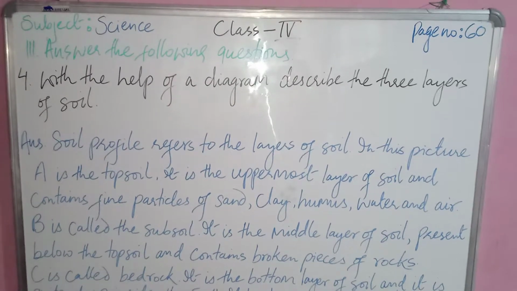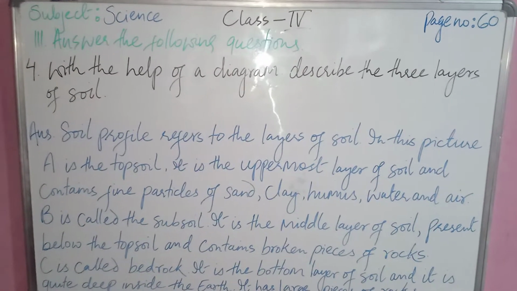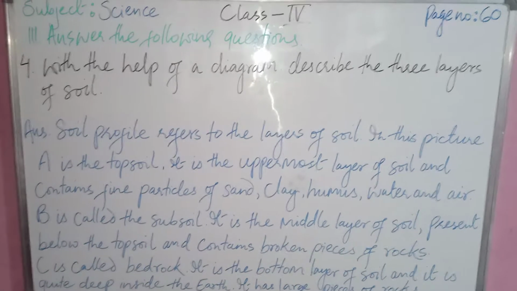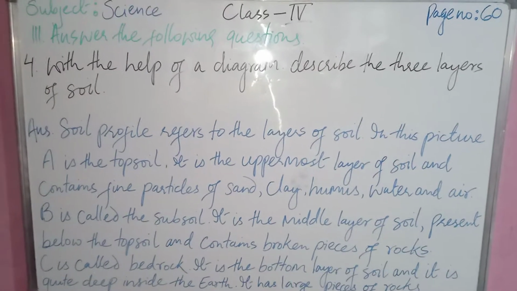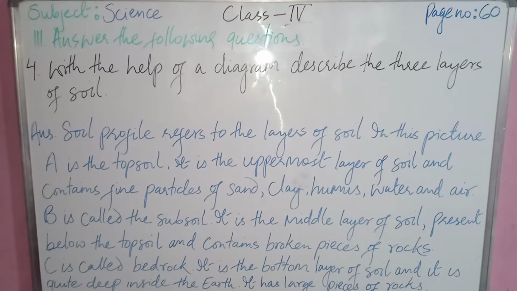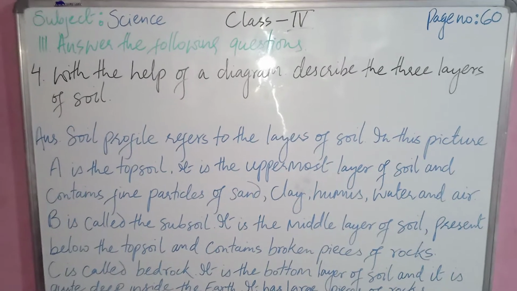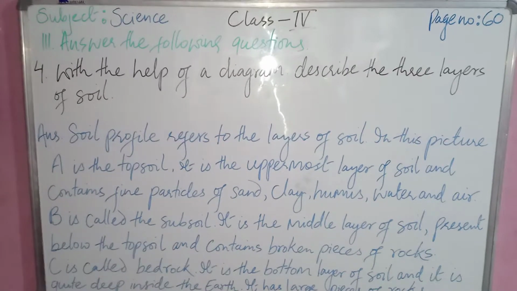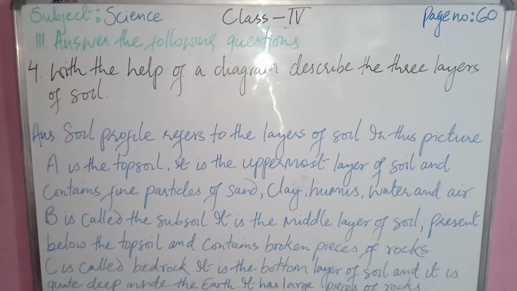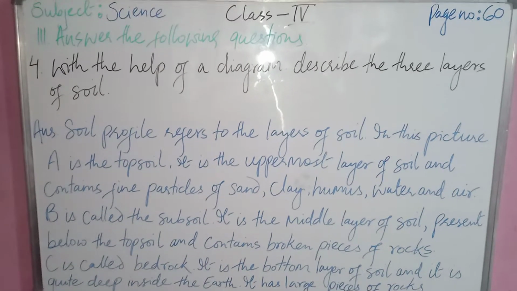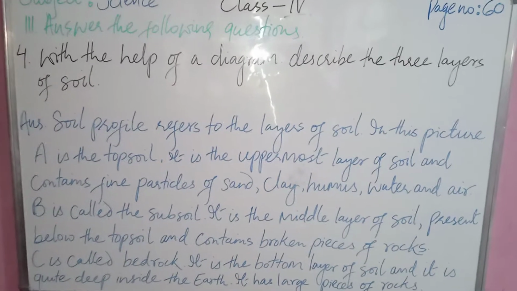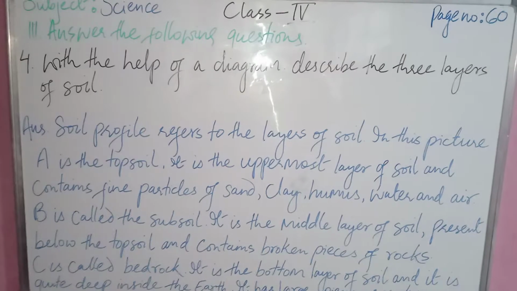Then we have question number 4. With the help of a diagram, describe the 3 layers of soil. So before writing this, you have to draw the diagram which is given in page number 58. Okay, the diagram of a soil profile. Then after drawing that diagram, you should start writing from here.